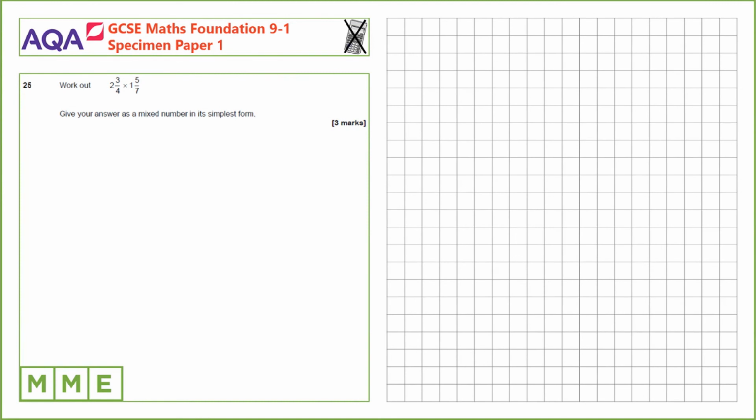Question 25. Work out 2 3/4 multiplied by 1 5/7. Give your answer as a mixed number in its simplest form. For questions with mixed numbers, it's often easiest to convert them both into top-heavy fractions first and then do the calculation. So 2 3/4 is the same as 11 over 4, and 1 5/7 is the same as 12 over 7. So let's now do the calculation. 11 over 4 multiplied by 12 over 7.